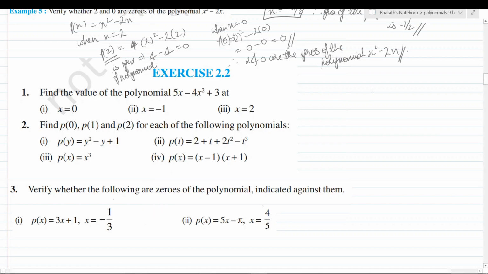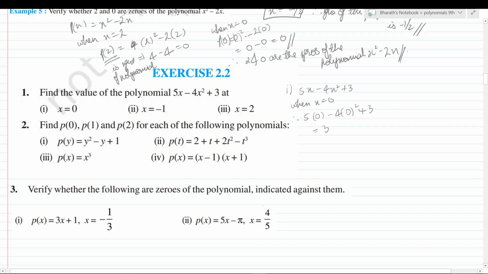So let's start with exercise 2.2. Find the value of the polynomial 5x minus 4x square plus 3 at x is equal to 0. Now I'll be showing you only one question, the rest 2 questions you should do on your own. So first copy down the question. Now when x is equal to 0, therefore 5 into 0 minus 0, this gives us finally 3.